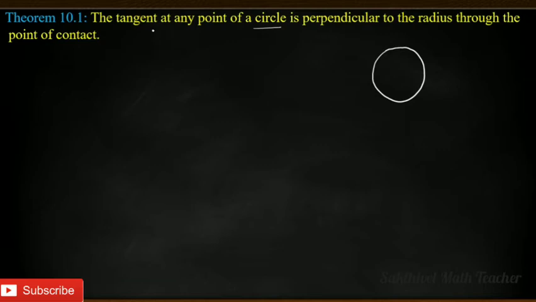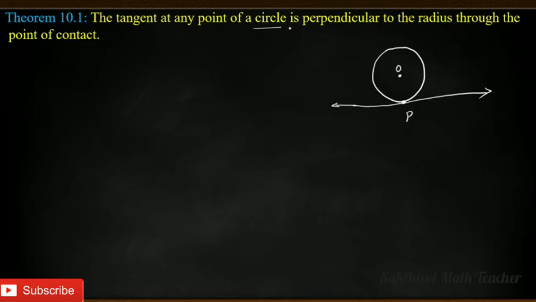Okay, here they said tangent at any point. So we have to draw one tangent for the circle. Tangent in the sense it will intersect one point on the circle. So it is going like that. The point I'm taking P, the intersecting point, and the center point of the circle I'm taking as O.